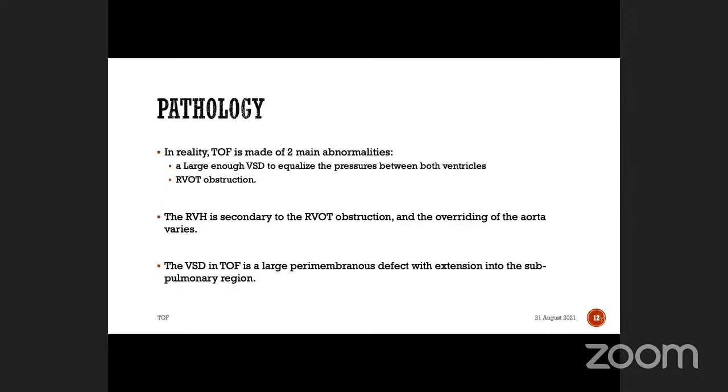Due to RVOT obstruction, the VSD in tetralogy of Fallot is a large perimembranous defect with extension to the subpulmonary region. So it's two VSDs, not one. So it's a perimembranous with outlet extension because of the stretch. So the VAMPRA theory does not explain why the VSD is like that. I can't remember who came up with this theory, but this is the common one that people actually accept.